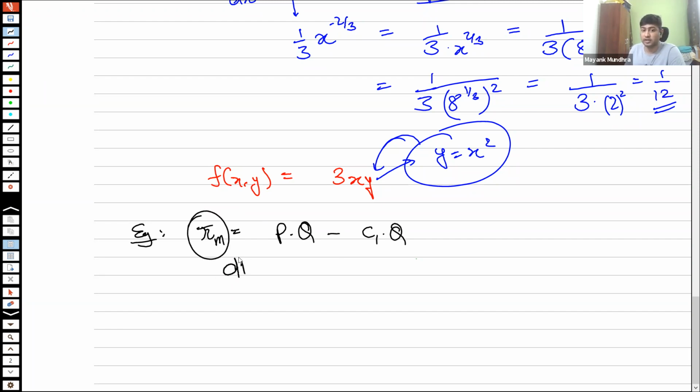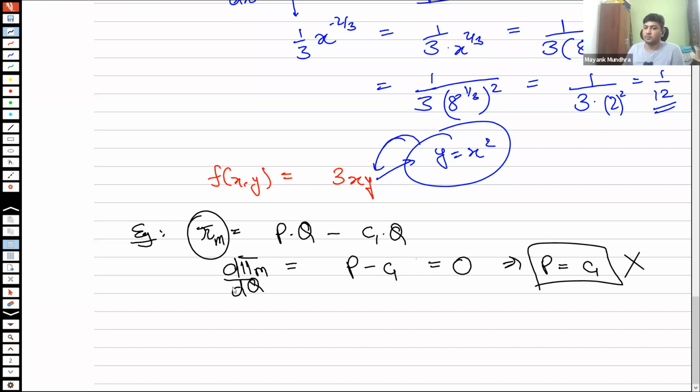If I want to find the quantity at which this profit function is maximized, what I'll do is take d pi m by dq. If I just assume price to be a constant with respect to quantity and differentiate, what I'll get is P minus C1 equals d pi m by dq, which should be equal to 0, which implies P equals C1. But I know that this is not true. This is not the relationship for a monopoly. A monopolist's profit maximization is marginal revenue equals marginal cost, not price equals marginal cost. The reason this is happening is that I'm assuming price to be independent of Q, which it is not. Price is itself a function of Q.